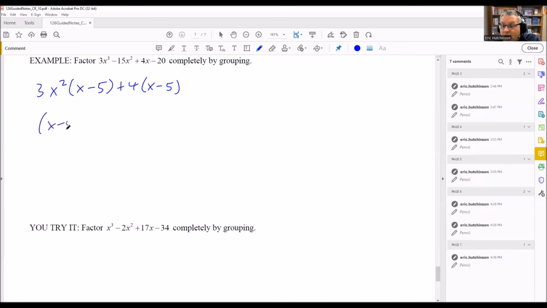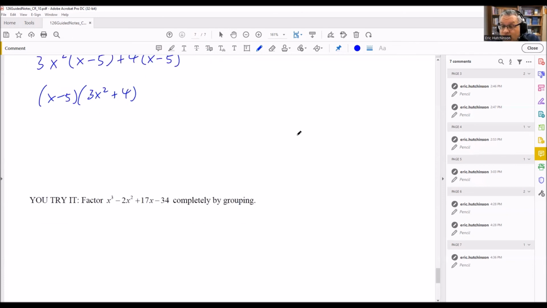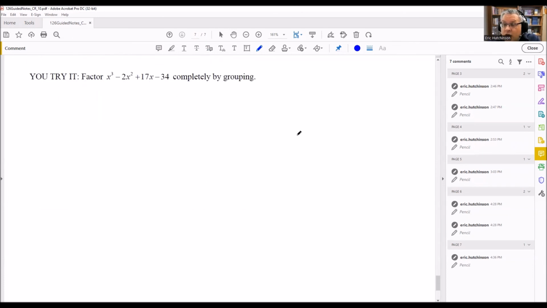So we're going to factor out x minus 5. If you got rid of the x minus 5s here, what you would have left over is 3x squared plus 4, and that would be your final answer. Again, you could always FOIL it, multiply all this out, and you should get the same thing that you started with. All right, let's do one more.